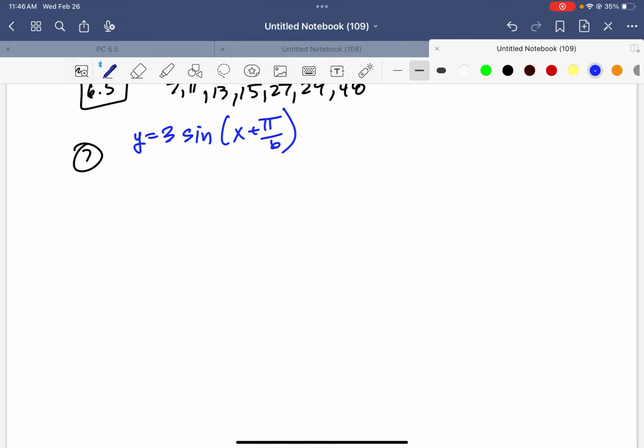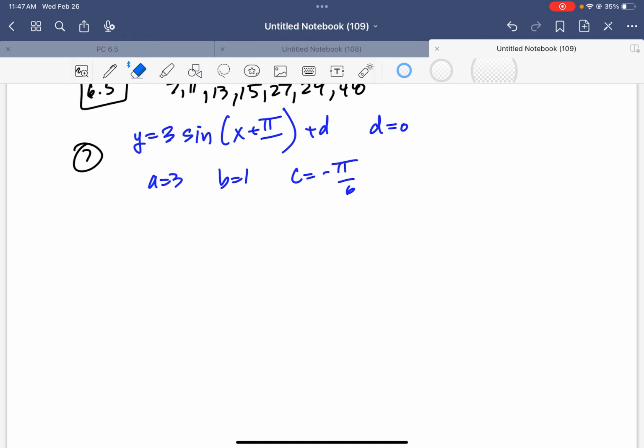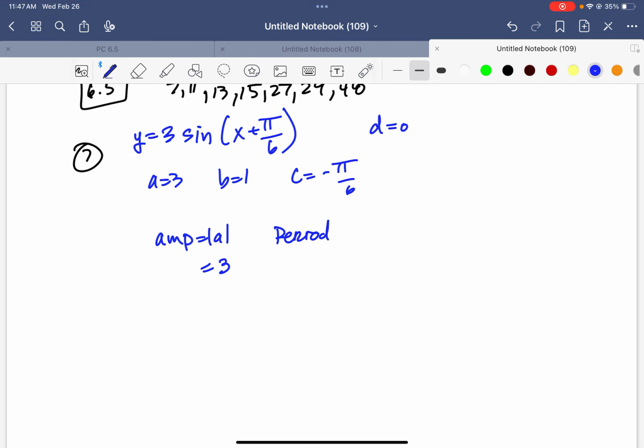So to graph this, we know that A is equal to 3, B is equal to 1, and C is equal to negative pi over 6, right? And then D is equal to 0. This is a 6, if that's not clear, which it's not. That's a 6. So, since there's no D, D is 0. So the amplitude is absolute A, which is 3. The period is 2 pi over absolute B, so it's 2 pi.